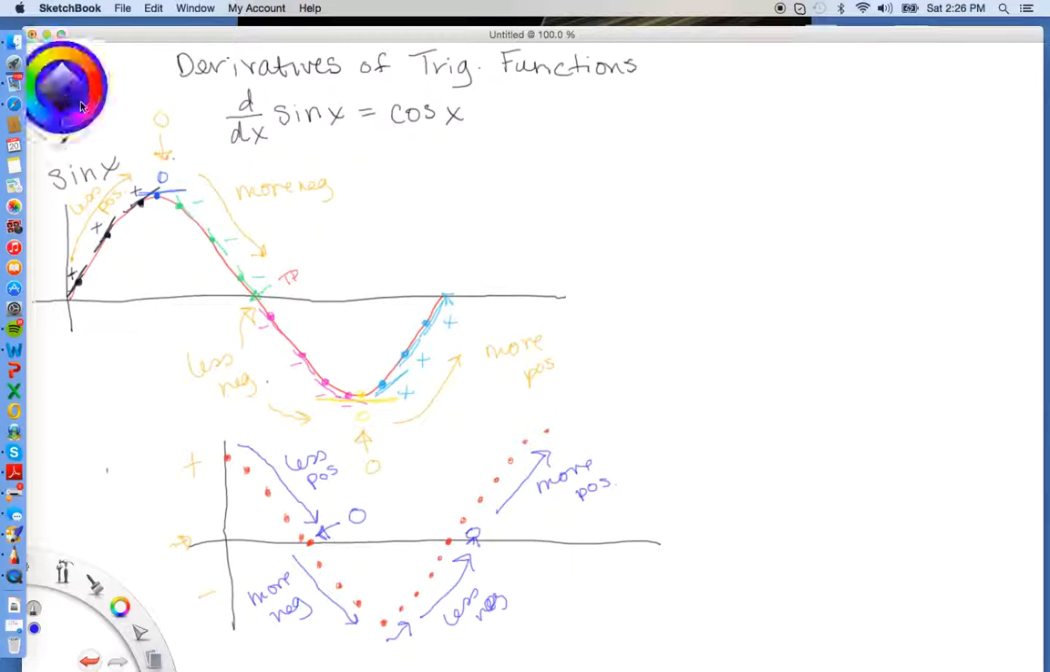Okay, now if I were to draw a line connecting the dots here, you're going to notice something that happens. This looks like a cosine function. If I connect all of the dots representing simply the slopes of lines tangent to the sine of x function, it looks like a cosine function. And this is your visual representation of the derivative of sine of x being cosine of x. Okay?